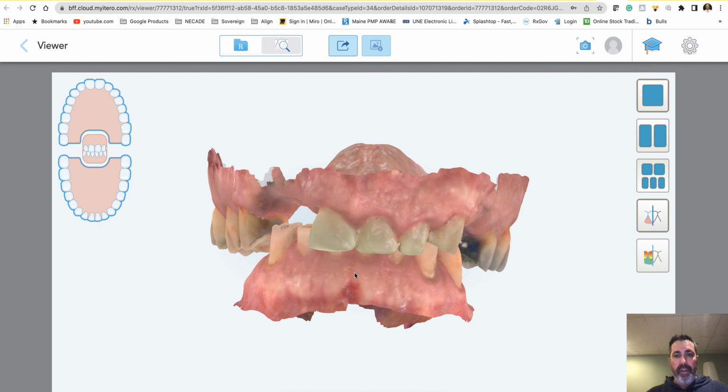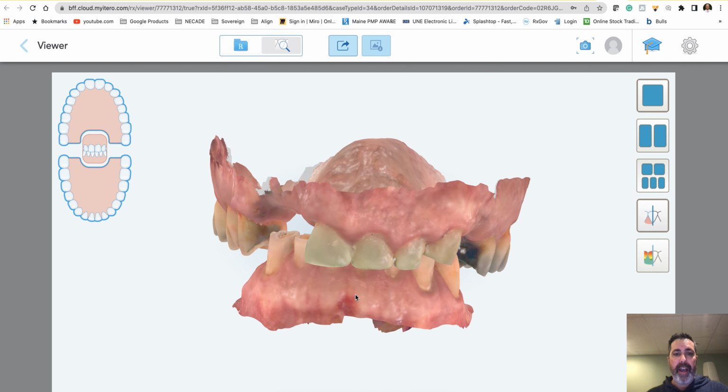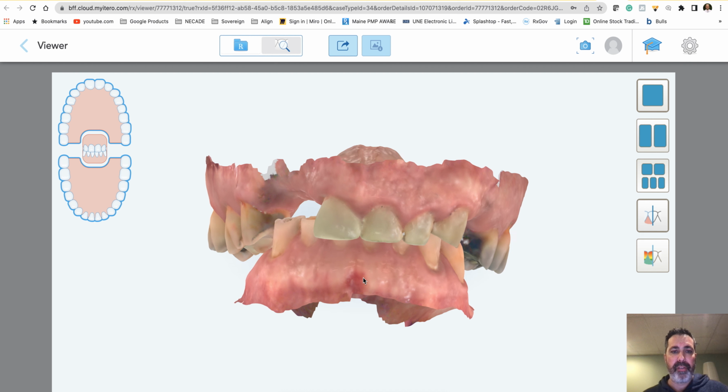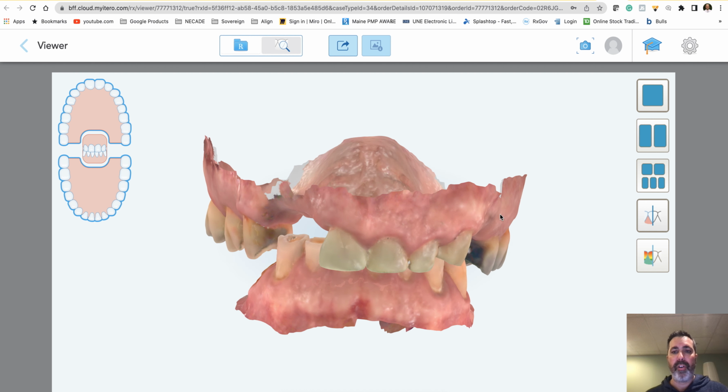So important to build that value before the case, because when patients are done with us, they're often done with us. The last thing they want to do is go see Ray. So we have to build that value early on.